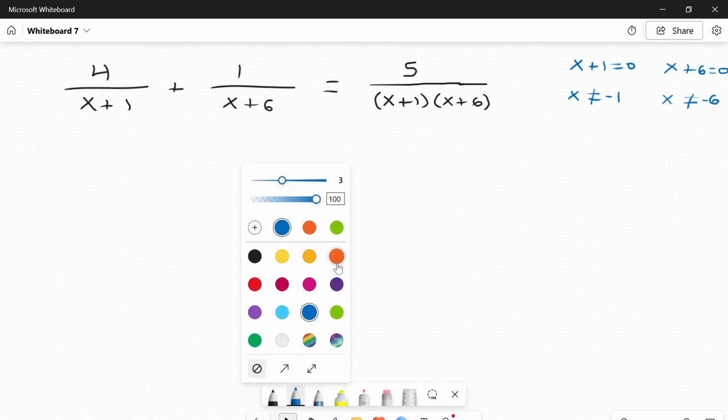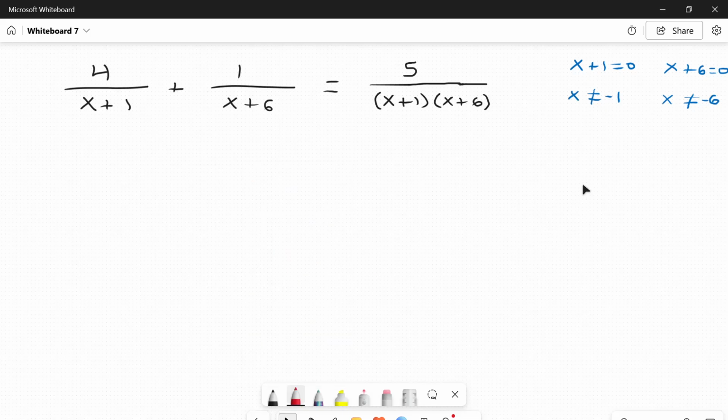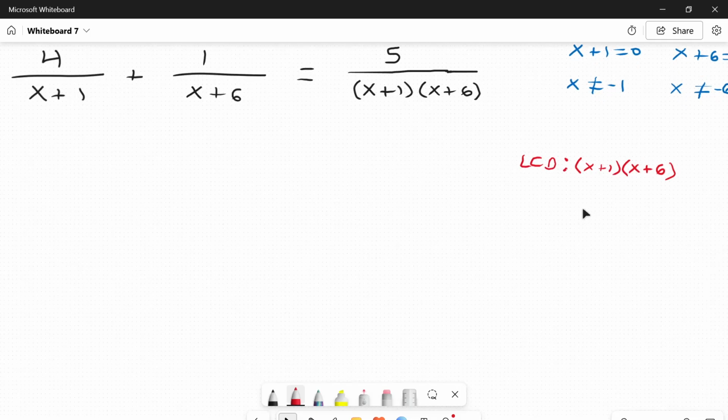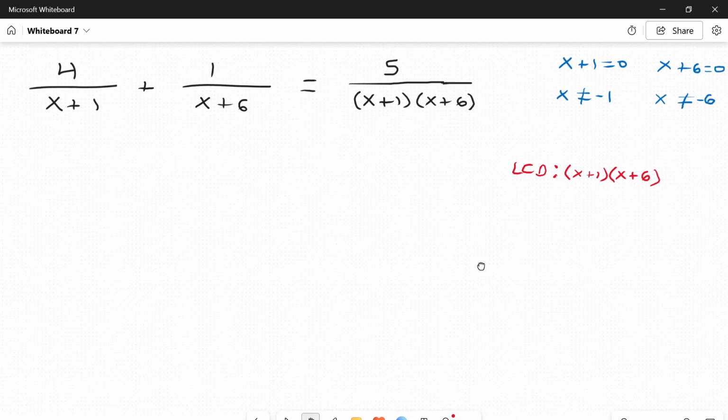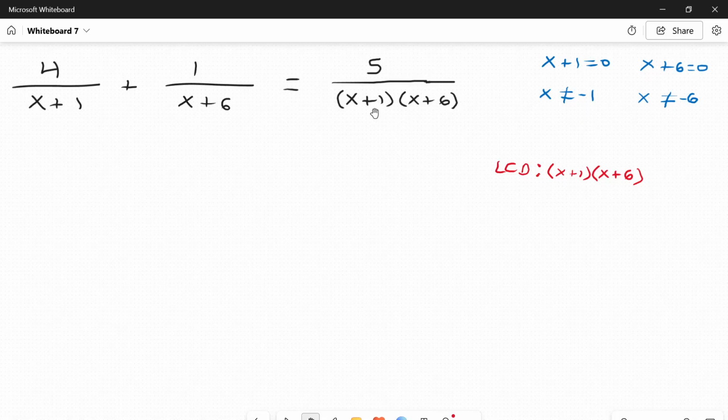Now for my LCD, we'll do it in red. My LCD, I'm going to look at all of my factors. So it looks like for my first fraction, I have a factor of x plus 1. It looks like for my second fraction, I have a factor of x plus 6. I suppose I could zoom in a little more. And for my third fraction, x plus 1 and x plus 6, well, I already have those. I don't need to write them down again. They were already covered and taken care of.